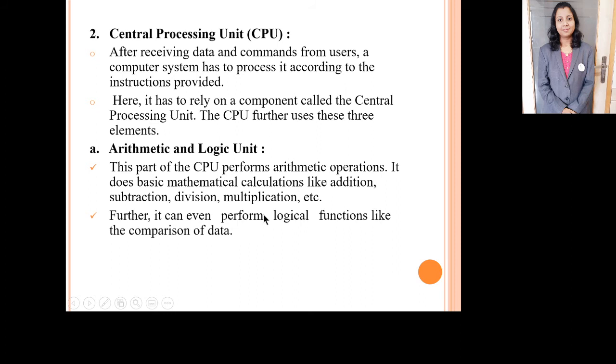What do the arithmetic operations include? They include basic mathematical calculations like addition, subtraction, division and multiplication. Further, it can even perform logical functions like comparison of data. Comparing two types of data comes under logical functions.